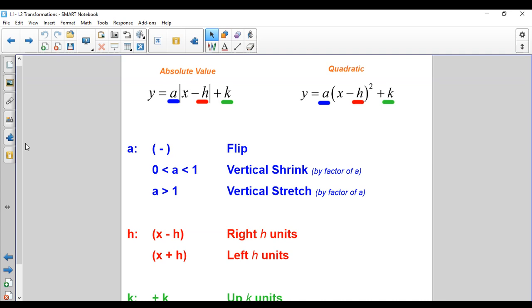The a value, if there's a negative out front, it flips the graph. That's all it does. If there's an actual number out front, it depends on what type of number it is. If it is a number between 0 and 1, typically a fraction like 1/2, 1/3, 3/4, there's a vertical shrink by a factor of a. Just the opposite, if you have a number bigger than 1, it's a vertical stretch. We'll see what they look like in class. Now h and k.